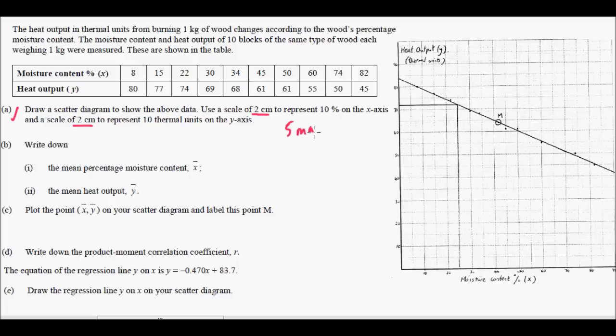So you want to make sure that you do it properly. Don't make a sloppy graph. You want to make sure this axis is cool, this axis is cool, and then you plot all your points properly. Okay. Now, what they want us to do now is find the mean of x and y.